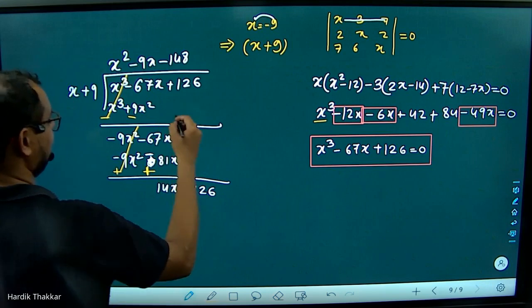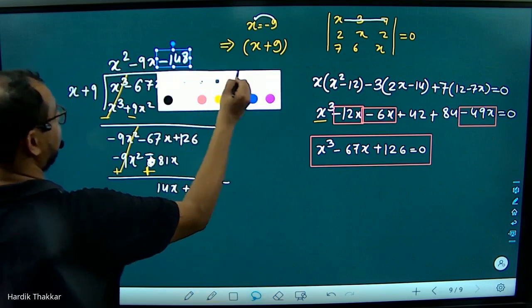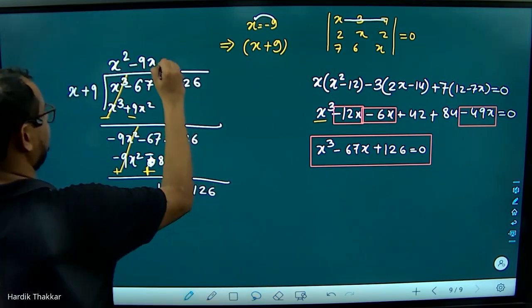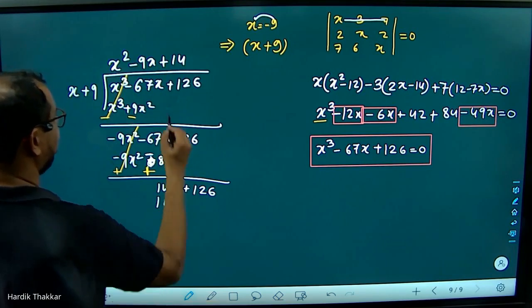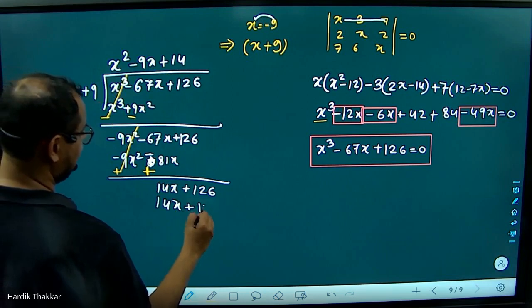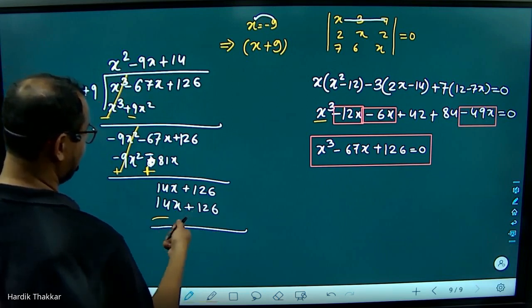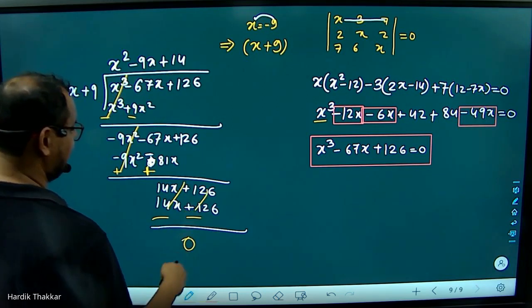Now it is correct. So the next term of the quotient will be plus 14. So when we multiply with this plus 14, it will be 14x. 14 nines are 126. So it is 126. Now all the terms get cancelled and the remainder will become 0.